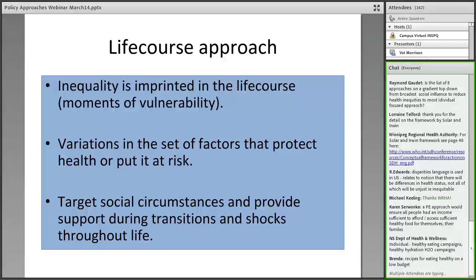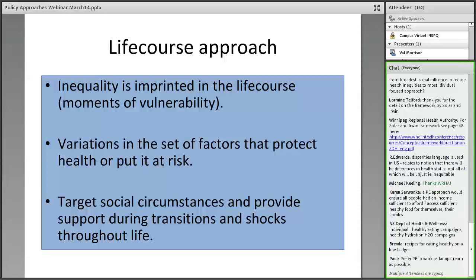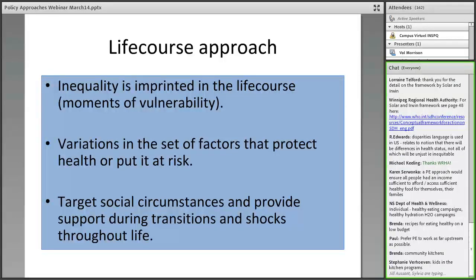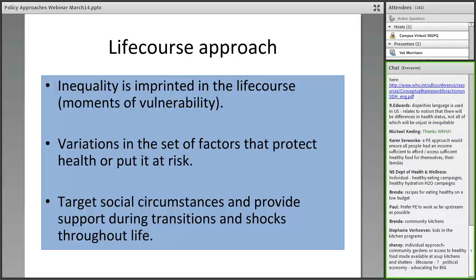From the Lifecourse approach perspective, again, inequality is something that is imprinted in the Lifecourse and particularly focuses on moments of vulnerability during the Lifecourse and variations in the sets of factors that protect health or put health at risk. The Lifecourse approach tends to target social circumstances and provide support during transitions and shocks throughout life.